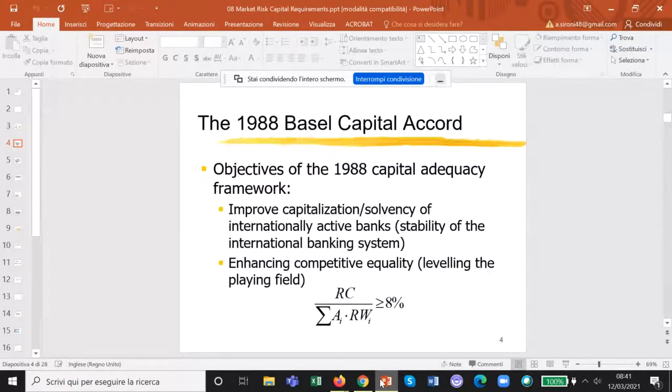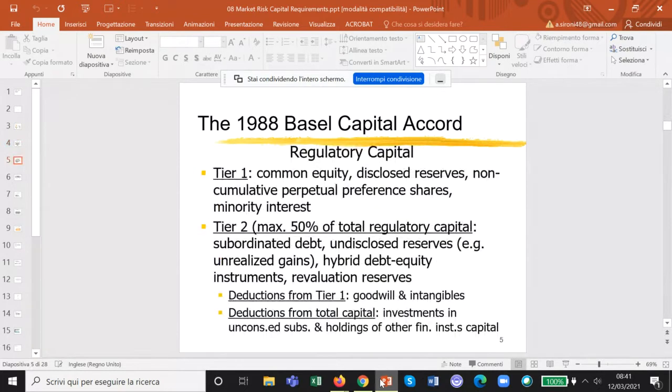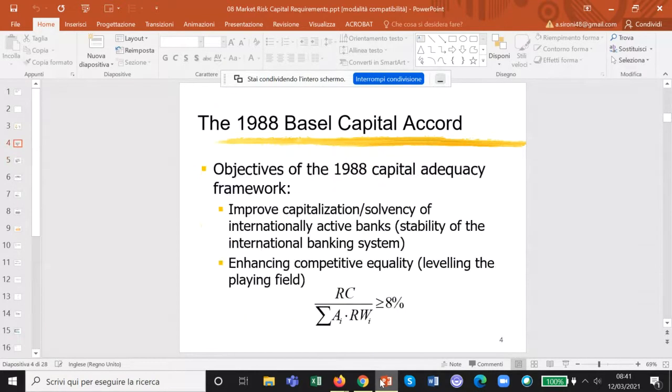And they said it should be at least 8%. Why 8%? Well, 8% was more or less the level of the banks that were well capitalized at that time. So it was in some way imposing an effort on all major international banks to strengthen their solvency and increase their capital ratio. Now, the important point to understand is that at that time, if we want to understand how that ratio worked, we need to understand what was at the numerator and what was the denominator.